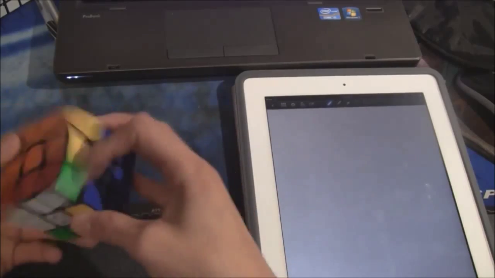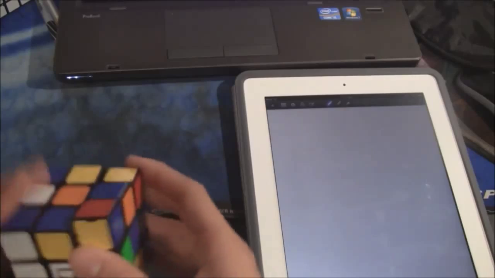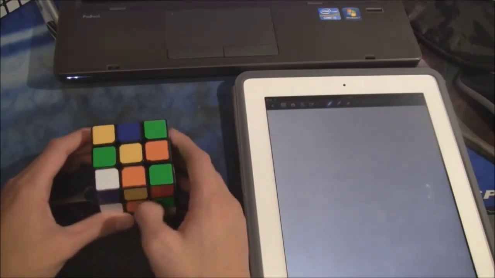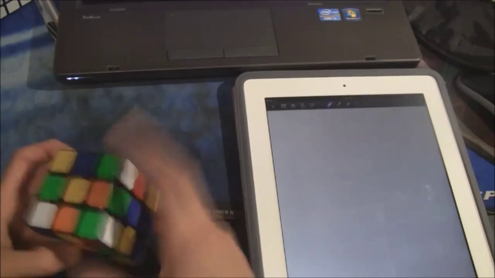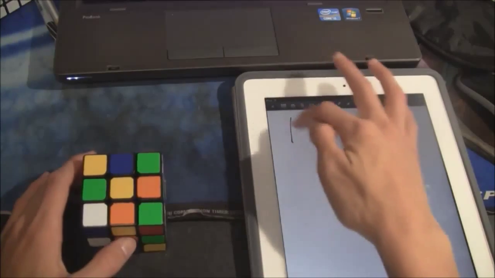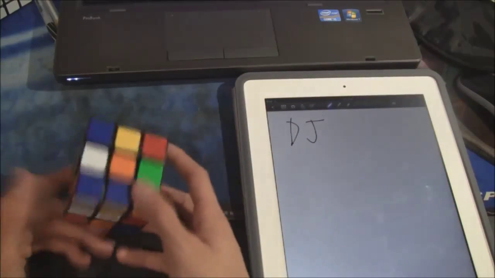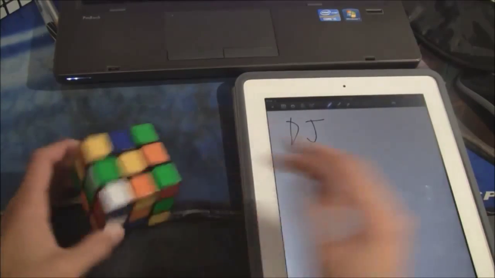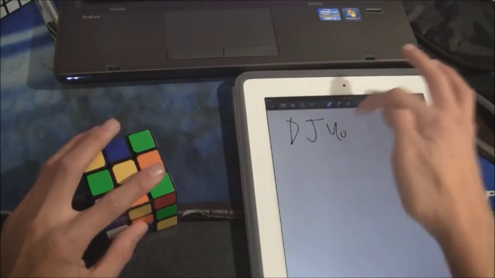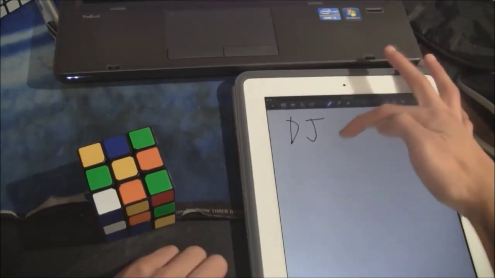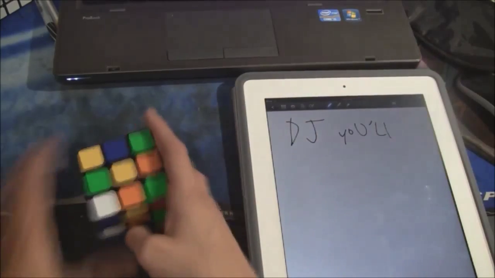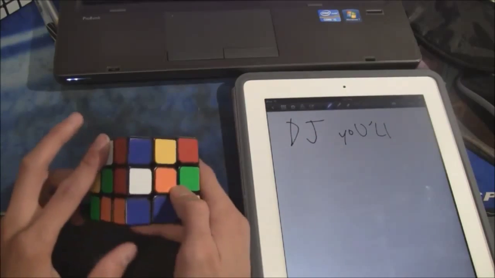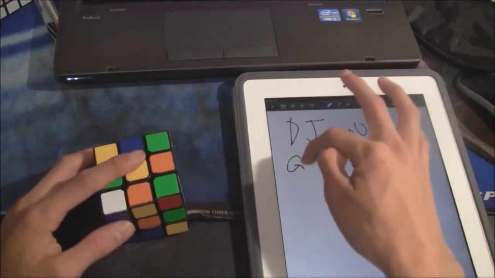Okay, yeah, scrambling orientation. Okay, so this is D to J. That's pretty easy, DJ. And then UL, DJ. Oh wait, I would think Yule, like UL. And then GV. This is starting to make sense.